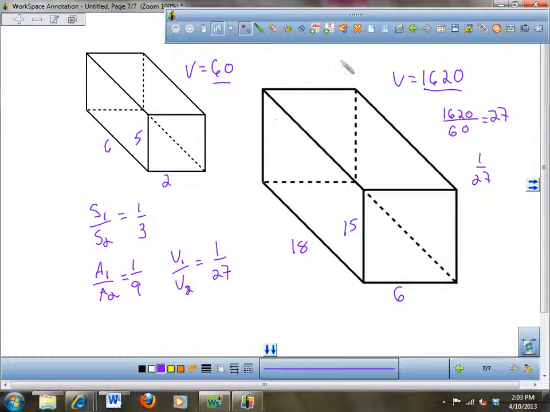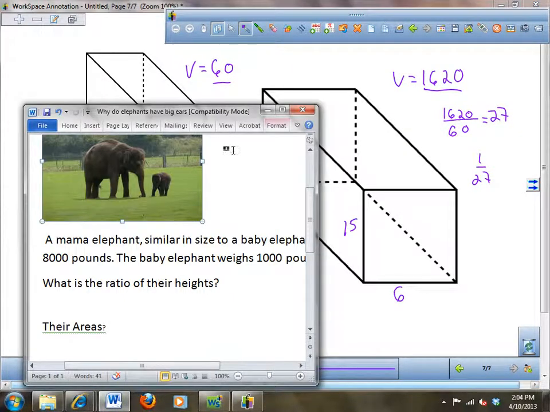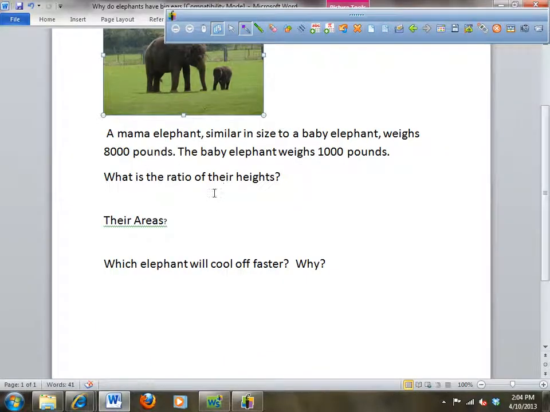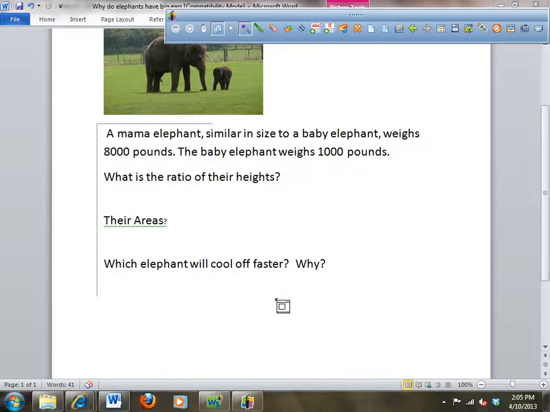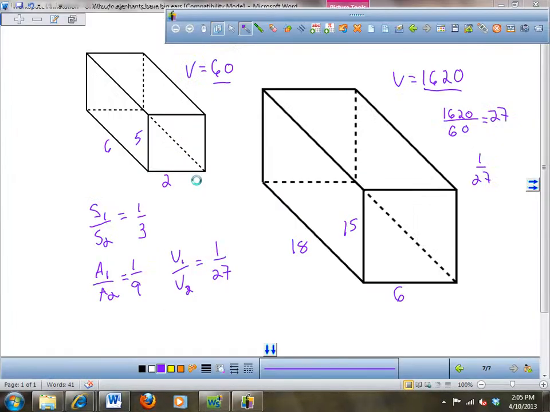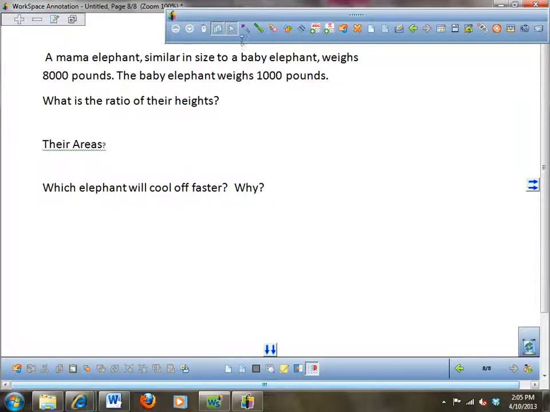Okay. Whoa. What happened to my picture? Where'd it go? There it is. Okay. I guess I have to annotate on top of this somehow. Okay, so here I go. I'm gonna make the elephants go away. That's all right.